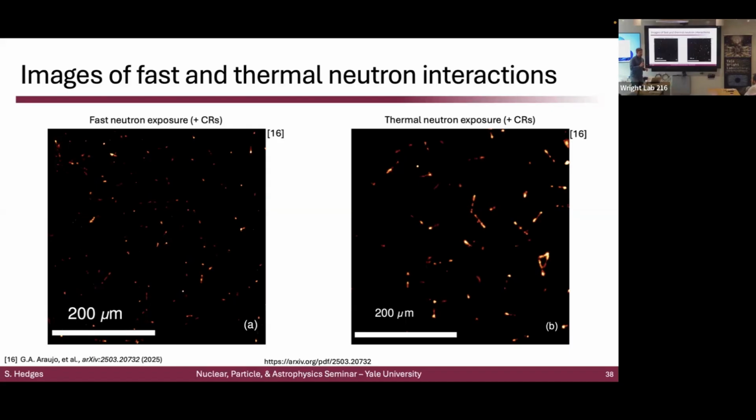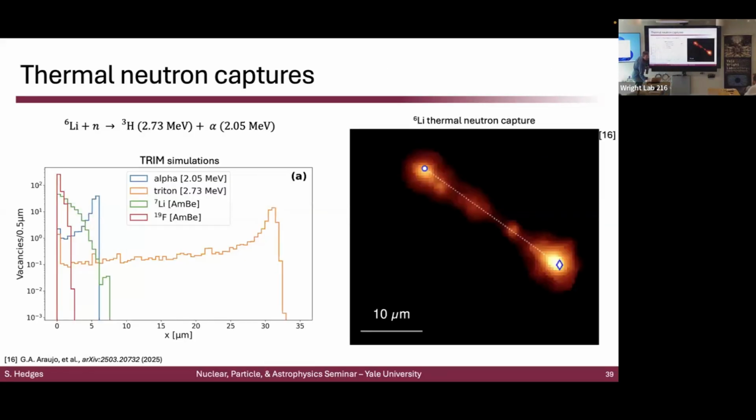What are the radii of the tracks? The radii of the tracks? Yeah, I think I have a zoomed in one. Yeah, here. So this is one of these back-to-back alpha and tritons, and you can see, this is 10 micrometers. The overall track is somewhere around 35 or 40 micrometers. So the width is probably, you can see there, maybe 8 micrometers or something like that.